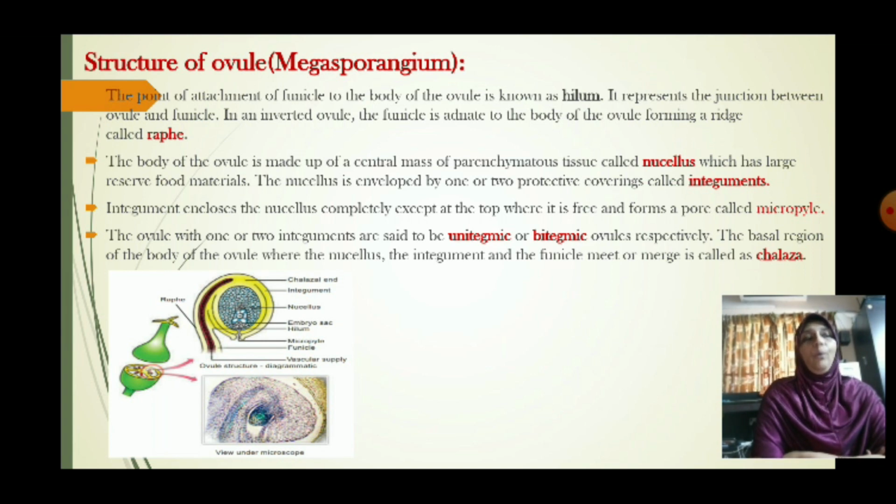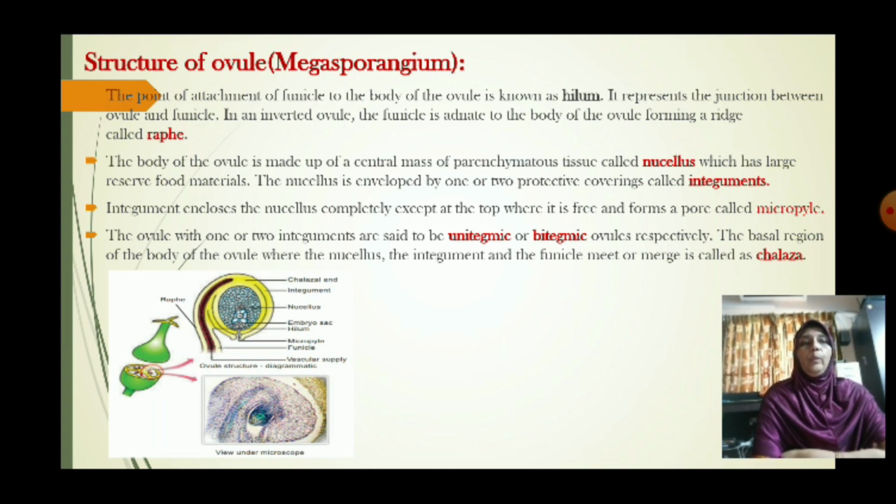In an inverted ovule, the funicle is adnate to the body of the ovule, forming a ridge called raphe. The body of the ovule is made up of a central mass of parenchymatous tissue called nucellus, which has large reserve food materials. The nucellus is enveloped by one or two protective coverings called integuments. Integument encloses the nucellus completely except at the top where it is free and forms a pore called the micropyle. You can see the micropyle in the picture.